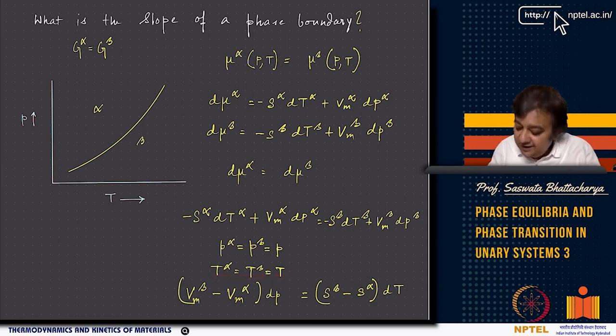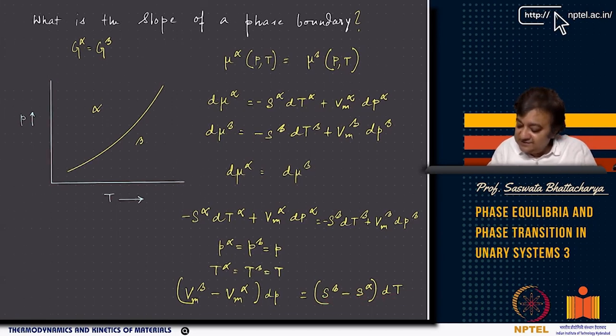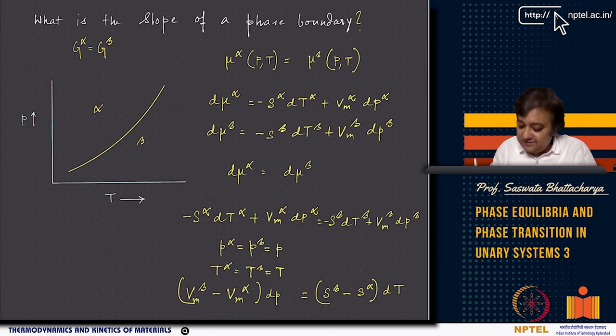Now, if that is so, I can rearrange. Basically, what I have done is put P alpha and P beta as P, and T alpha and T beta as T. So I have Vm alpha here, I have Vm beta here. I can take Vm this way, so this becomes Vm beta minus Vm alpha dP, and I can take the S beta term this way, which becomes positive, so S beta minus S alpha dT, right? So what is S beta minus S alpha? It is delta S alpha to beta, right? Delta S alpha to beta is S beta minus S alpha.